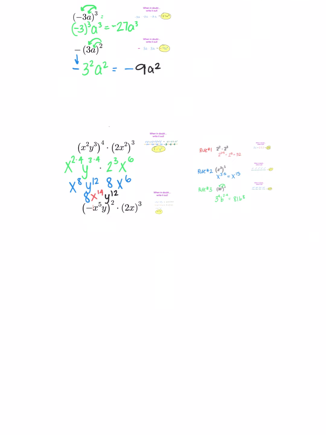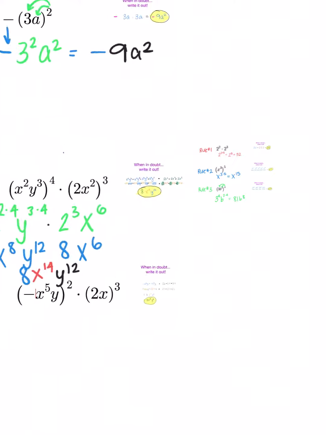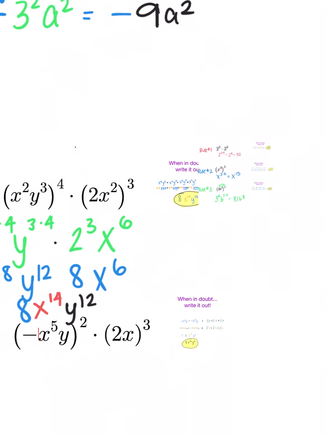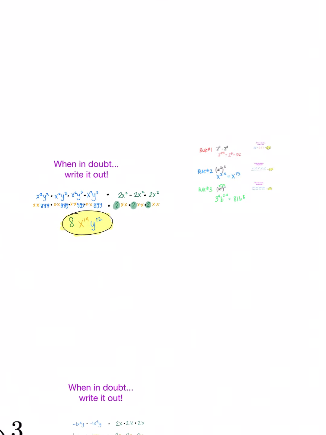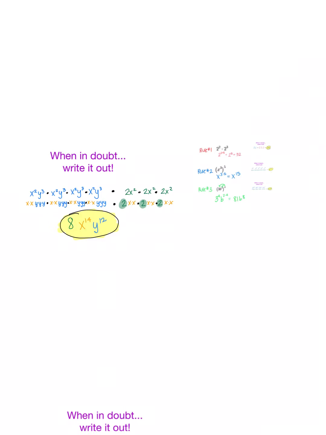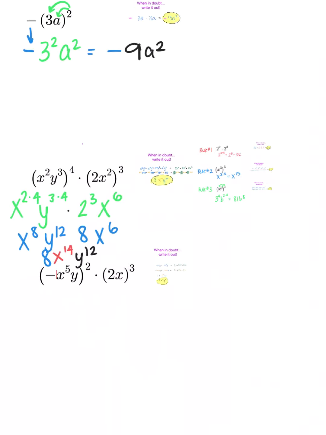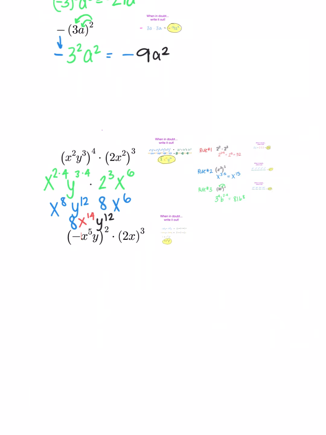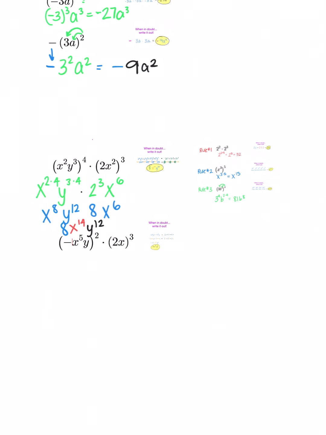Now please notice that this is exactly the same thing that we got when we wrote it out before, right? We got 8x to the 14th, y to the 12th when we wrote out every piece. And when in doubt, write it out to confirm that you're using these rules correctly. However, when these rules are used correctly, they can save you a lot of time and a lot of writing out.